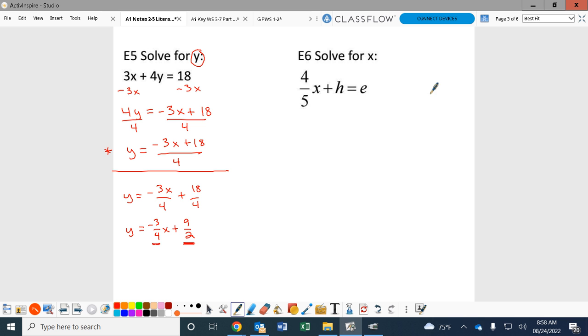On this one, guys, I want to get to the x. What's wrong with the x? It's in fractions. So get rid of the fraction first thing. Multiply everything by 5. Okay, it's going to make it 4x plus 5h equals 5e.